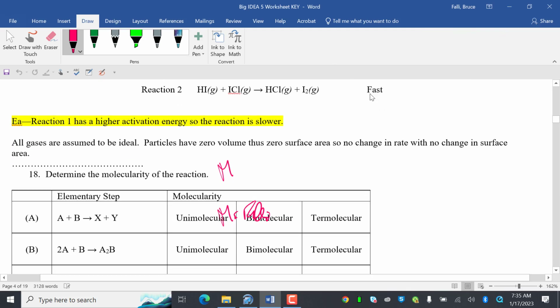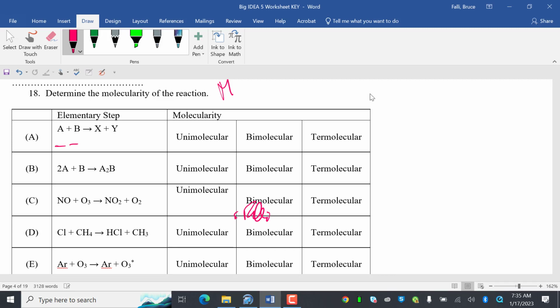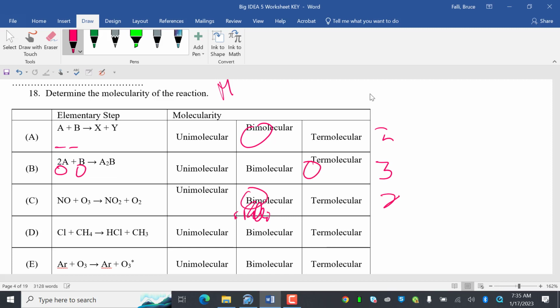So what we do on the molecularity of it is simply count how many reactants there are. So if there's 2, it's bimolecular. If there's 3, 2 plus 1, it's termolecular. This one has 2, it's bimolecular. This one has 2, it's bimolecular.